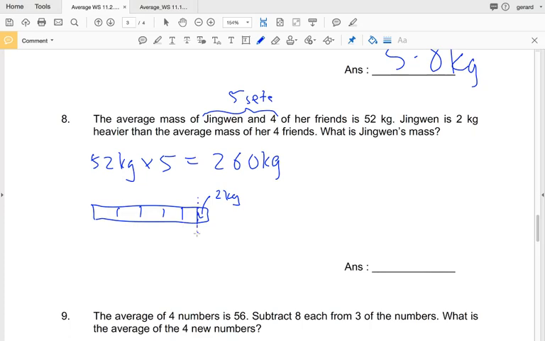Okay, and the whole thing is 260 kg. Now you notice it says it's 2 kg heavier than the average mass of the friends. So when they say average mass of the friends, you don't really need to find the mass of each friend. You just know that 1, 2, 3, 4 units equals Jingwen, which is the 5th unit plus 2 kg.